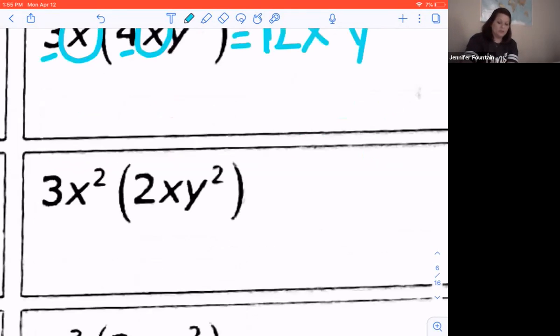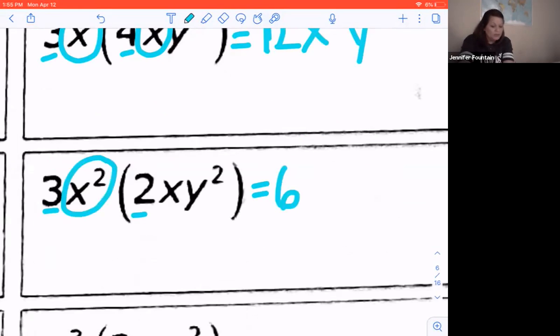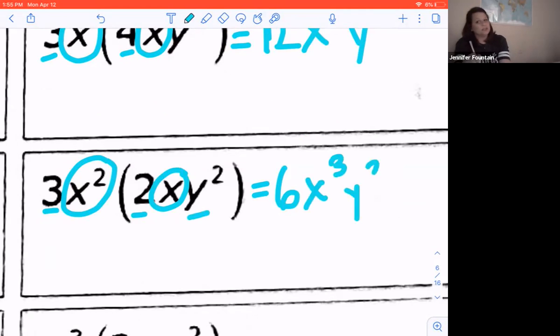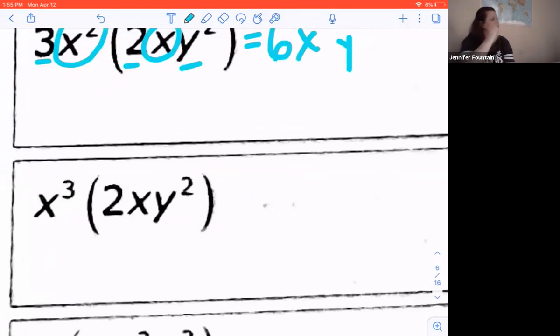All right, let's look at the next one. 3 times 2 is 6. X squared times x is going to be what? X cubed, nothing I can combine with that y squared, so it just goes at the end. All right, I want you to do the next one. Go ahead and write your answer. Look at what are the ones you can combine.